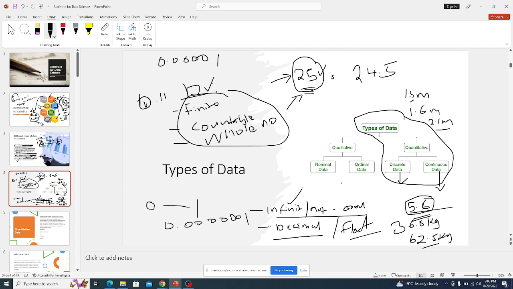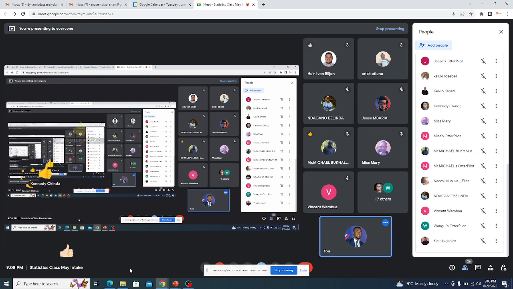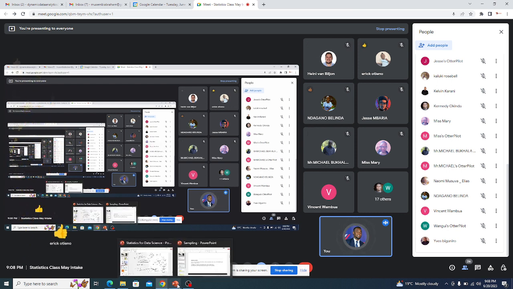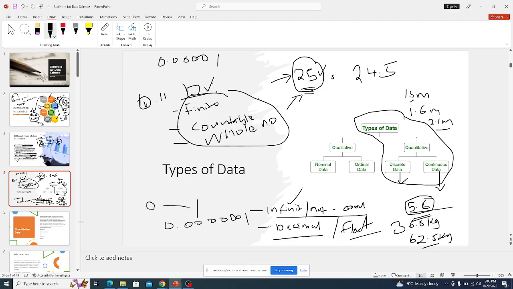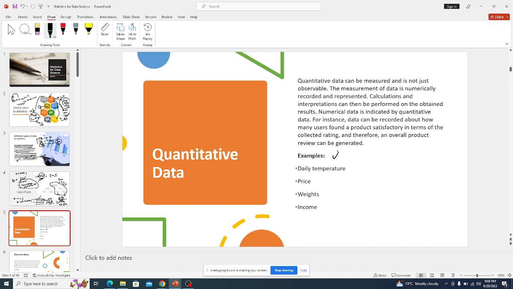I hope that is clear and we are together under the quantitative type of data, right? We are all good, guys, under that topic. Good, I can see some responses. That's awesome. It means we are all together. In case I skipped something and you wanted to know about it, you can always write on the chat, or you can raise your hand for me to give you a chance to ask.